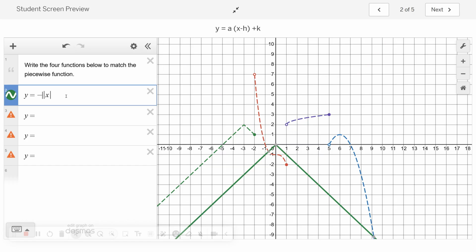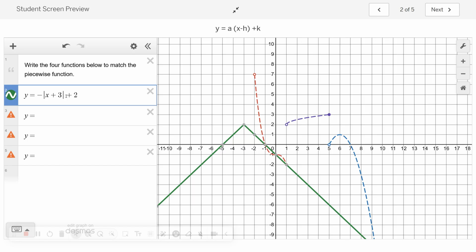And I know that it is moved left 3 and up 2. So within my absolute value, I'm going to go plus 3 because I want to move it left. And I'm going up 2. So outside would be a plus 2. Now, if you notice, yeah, it matches, but this graph goes on forever, and our original one had to stop at 2. So the way we do that is with the piecewise functions and inequalities.